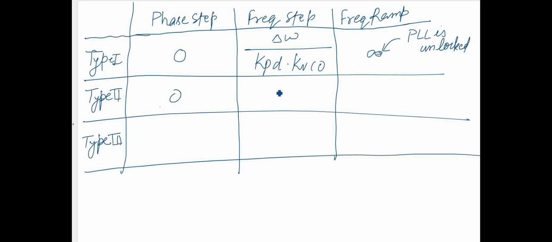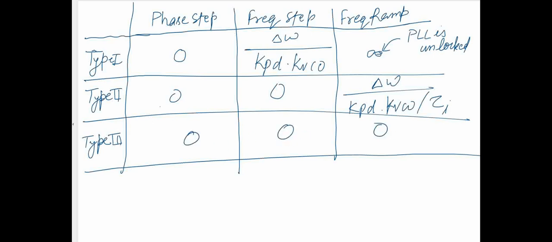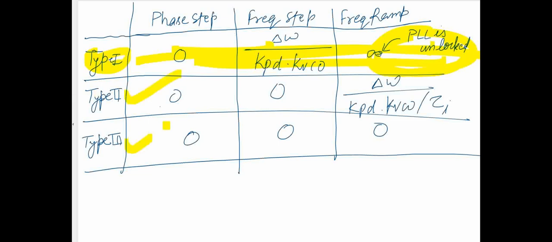In case of type 2, we got 0, 0, kpd kvco tau. For this type 3, we got 0, 0. So see, this type 1 is not good since there is infinity. The steady state phase error is infinity, which means the PLL is unlocked. So type 1 is not good. So let's see, we will choose type 2 or type 3.